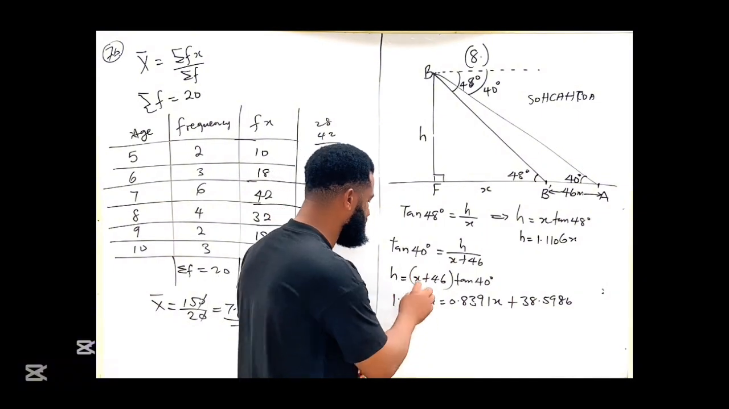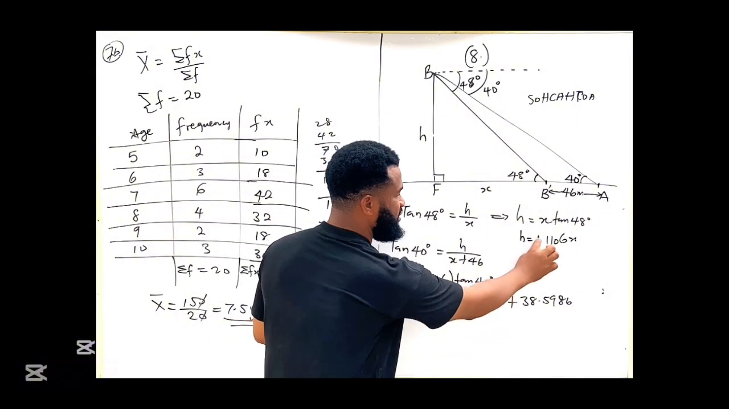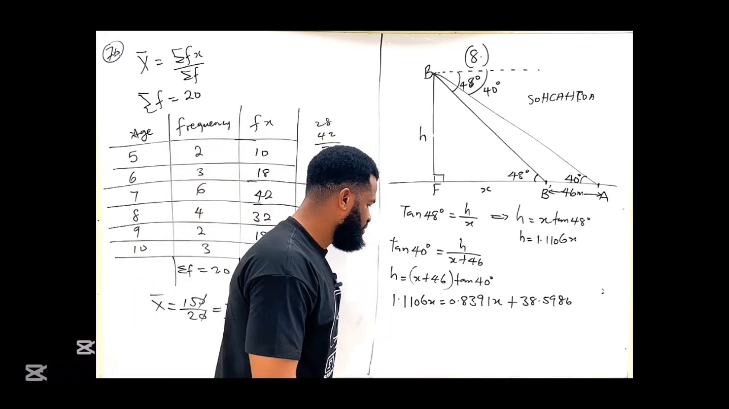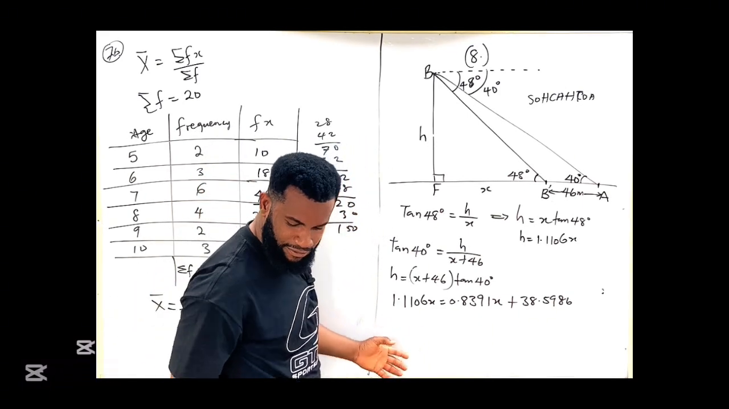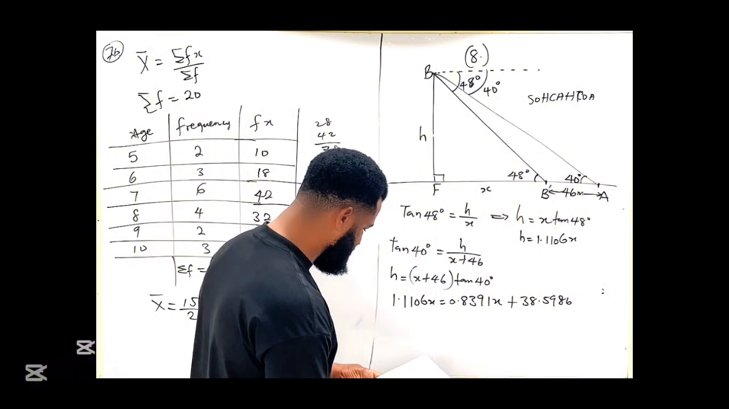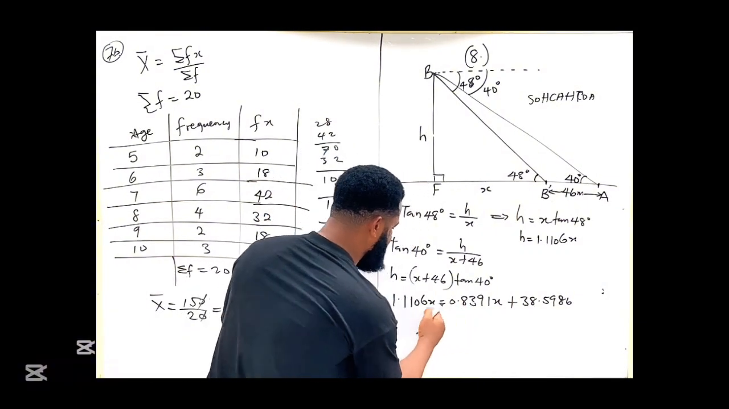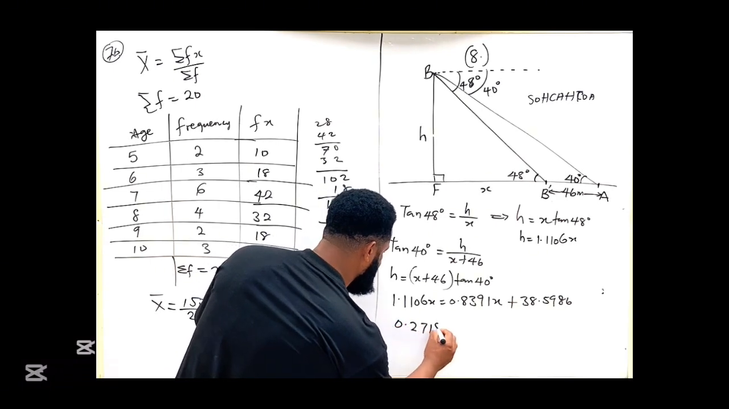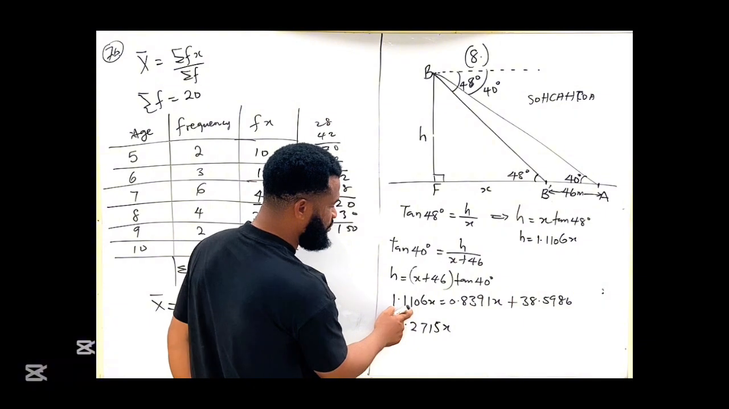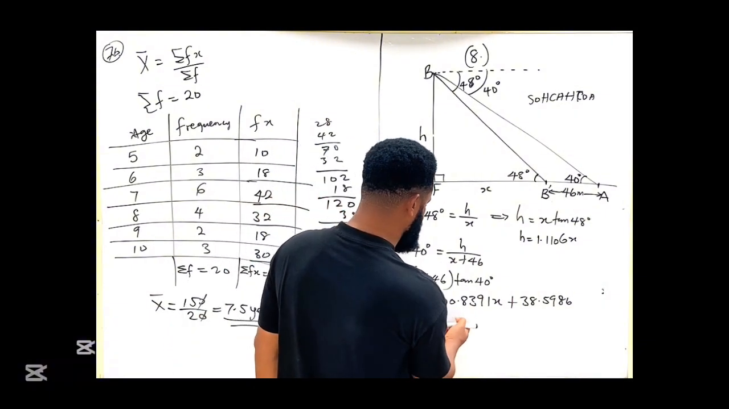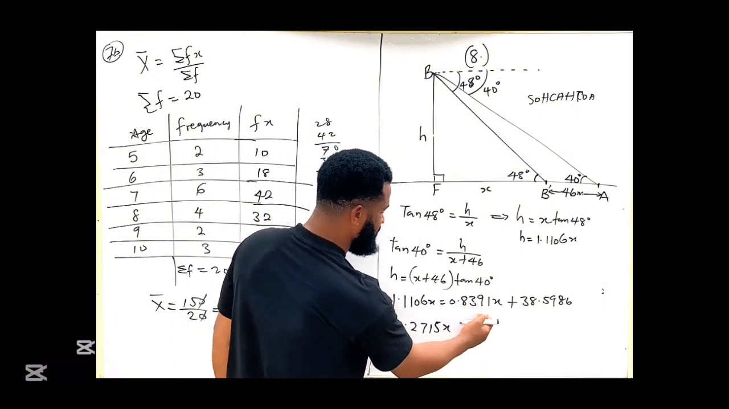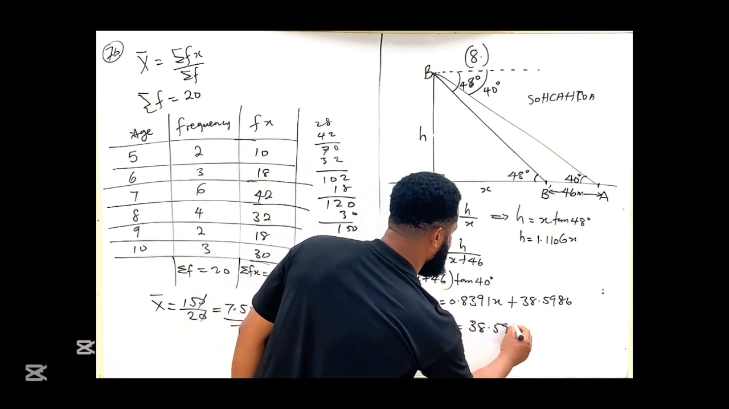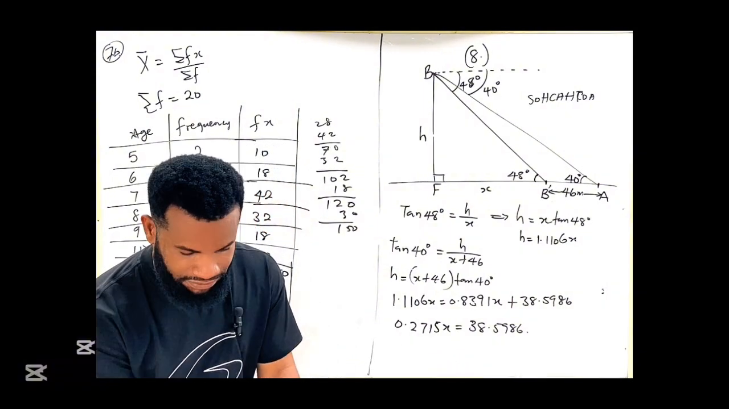Remember what I did? I said that (x plus 46) times tan 40 is equal to 1.1106x because they are both h. So at this point, I am going to subtract. If I subtract this, I'm going to have 0.2715x, because 1.1106x minus 0.8391x, and everything is equal to 38.5986. Let me clean the other part of the board.